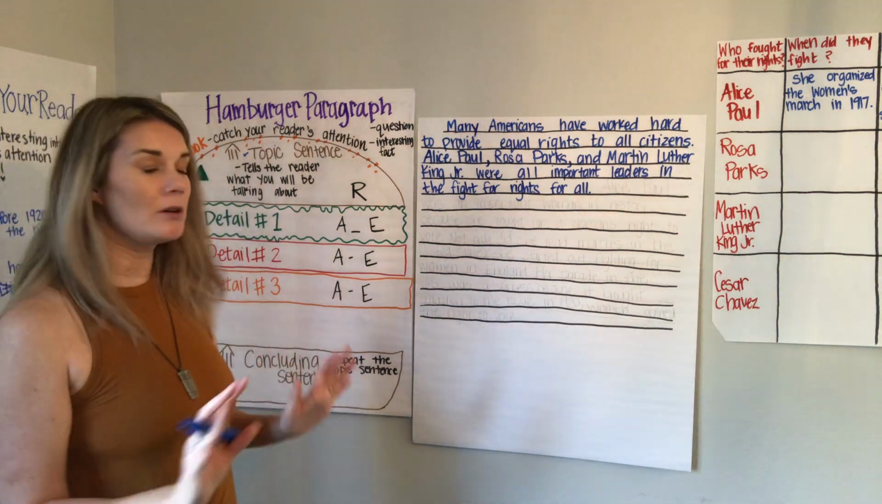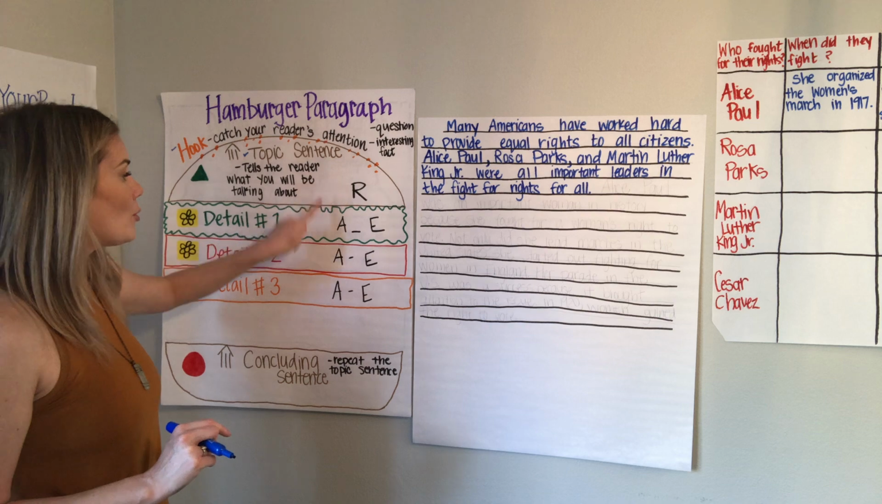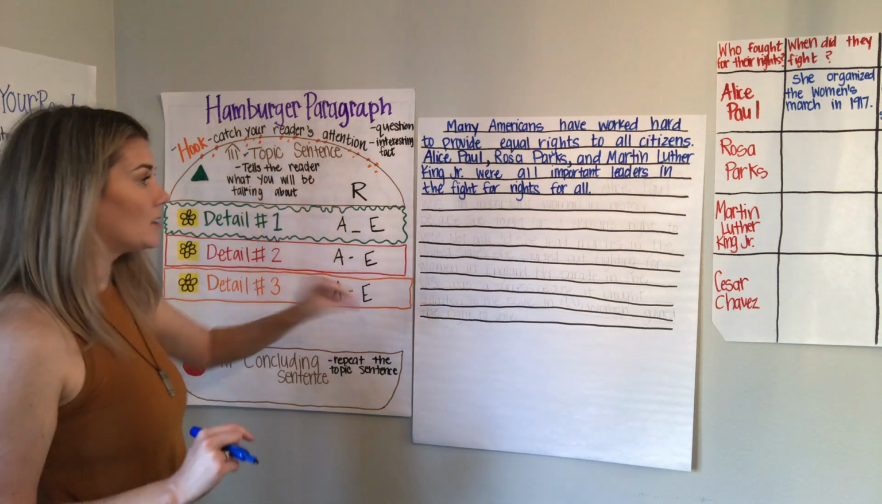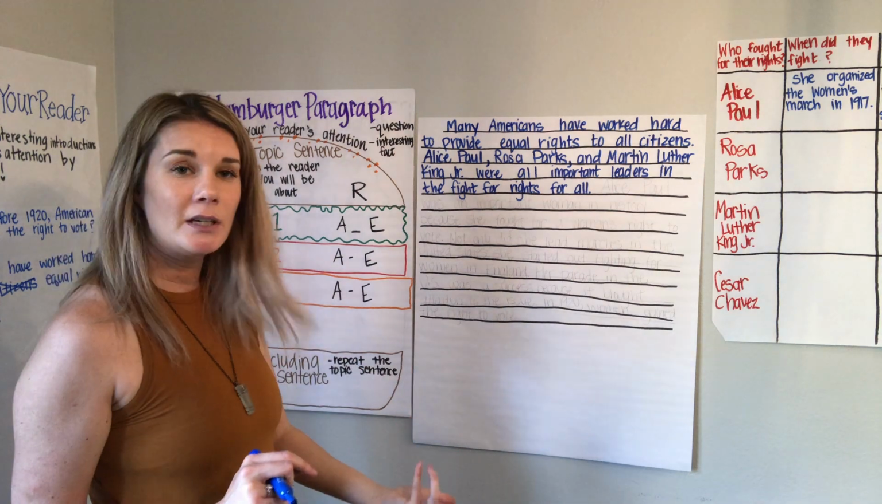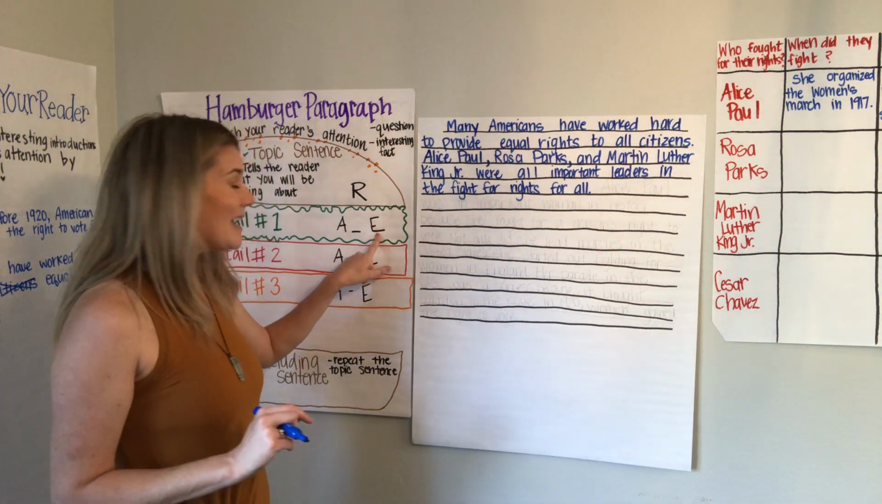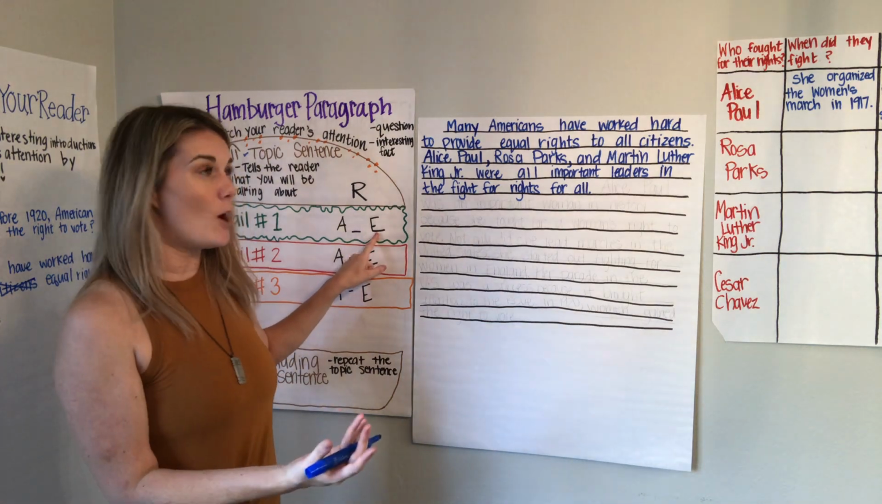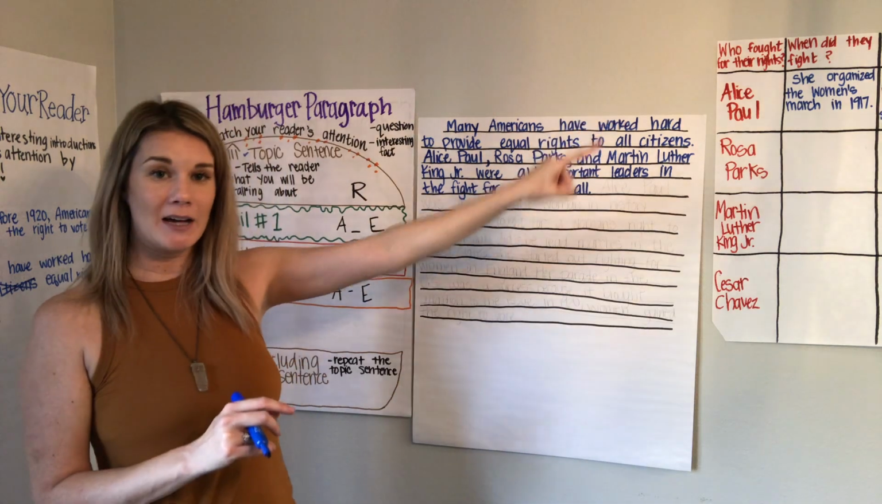So I'm just going to be modeling detail 1 for you. Detail 1 is where you answer and then you explain. I'm specifically talking about Alice Paul and how she was a leader in our history for our civil rights. And explain means I'm explaining how. I'm explaining all these extra details that we have from that chart last week.